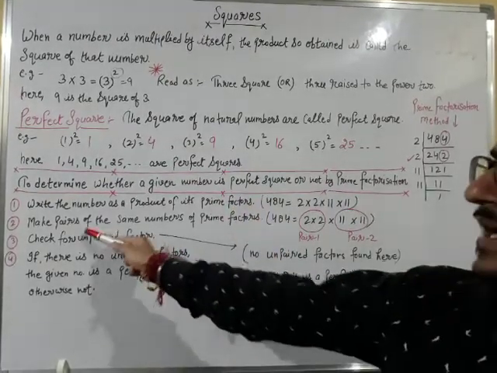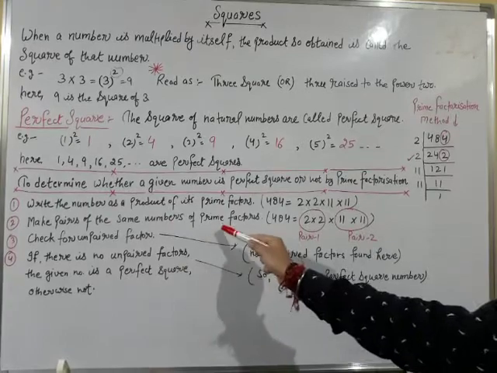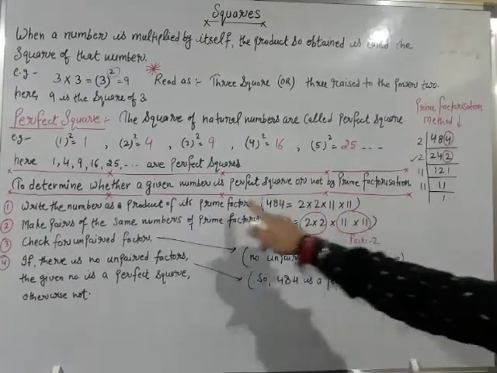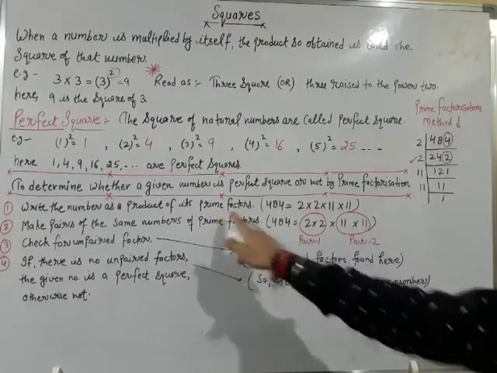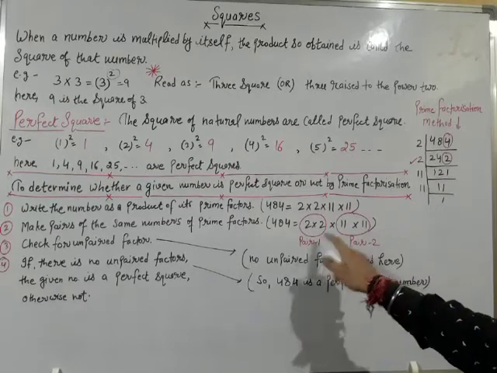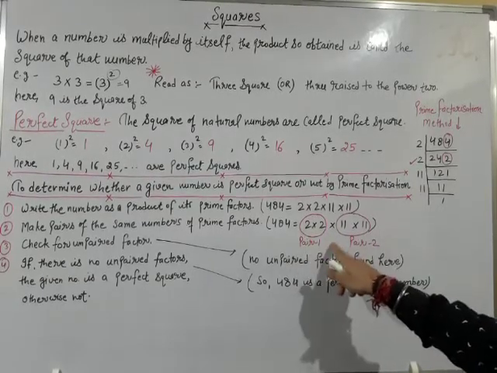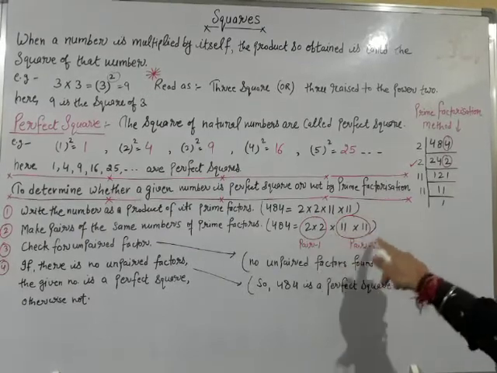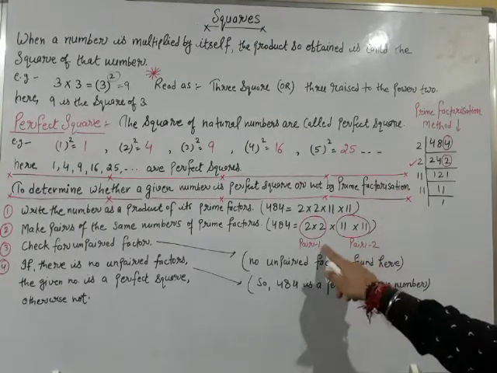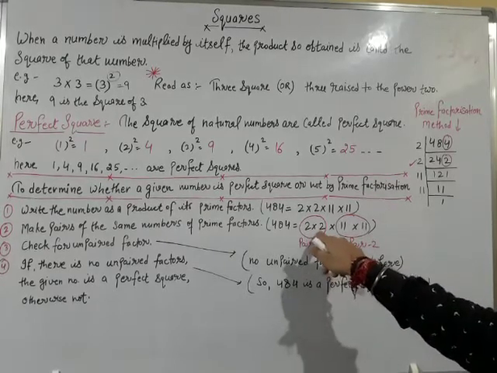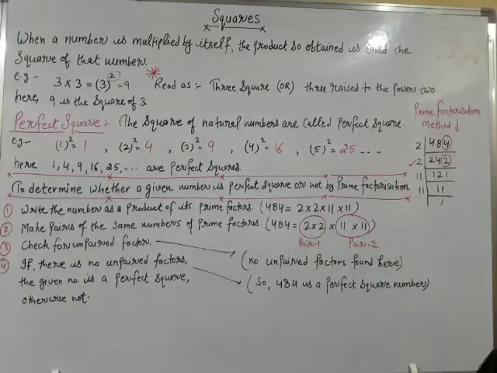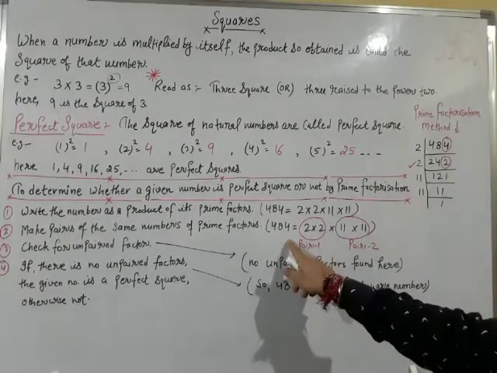Second step, make pairs of the same prime factors. Means the prime factors which we have obtained in step number 1, we will make their pairs in step number 2. First pair is of 2 multiplied by 2 and second pair is of 11 multiplied by 11. Pairing means in a pair there can be a maximum of 2 numbers, not more than 2 numbers and not less than 2 numbers. Our second step is complete here.